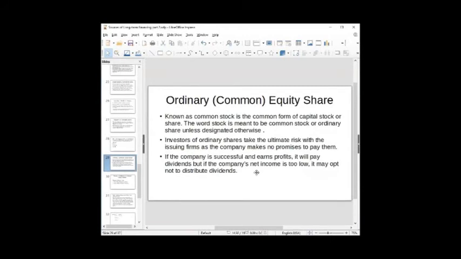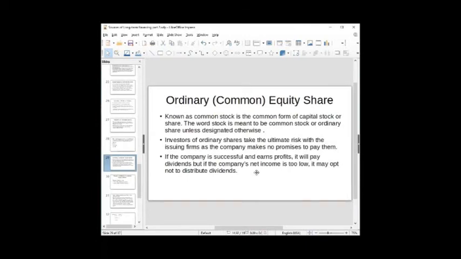Now, going back here, known as common stock, that is a common form of capital stock or share. So the word stock is meant to be common stock or ordinary share unless designated otherwise. The investors of ordinary shares take the ultimate risk with the issuing firms, as the company makes no promises to pay them.